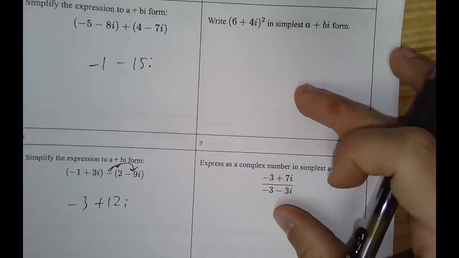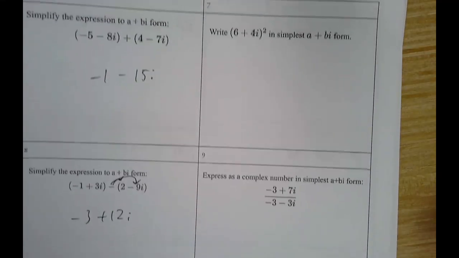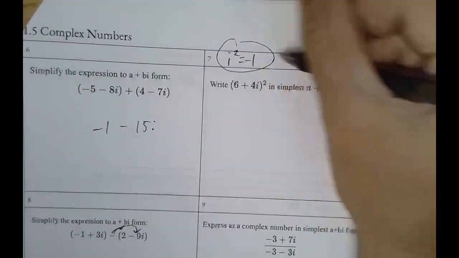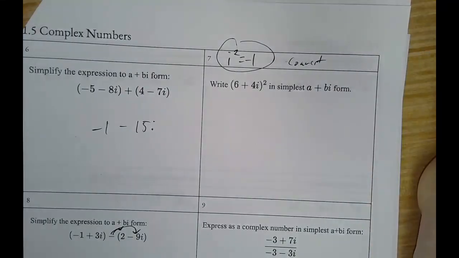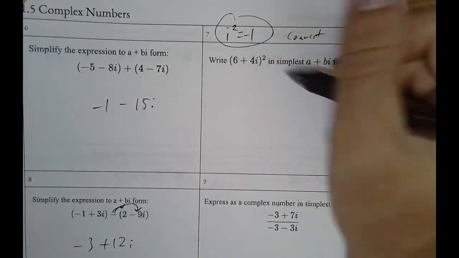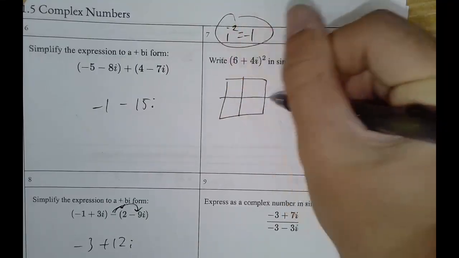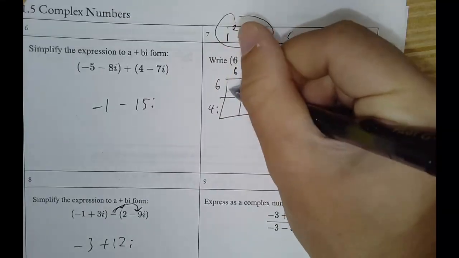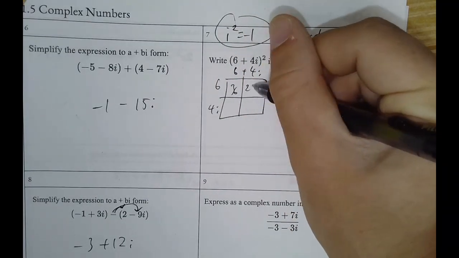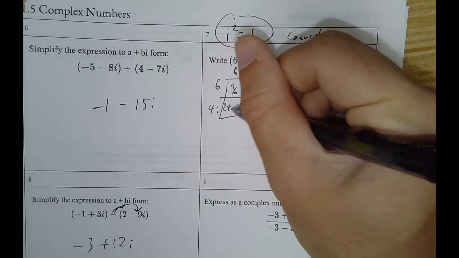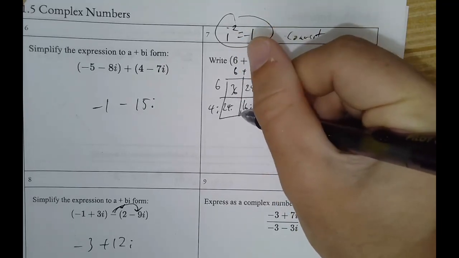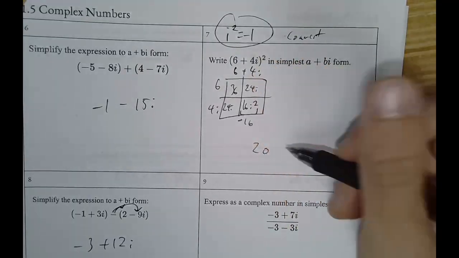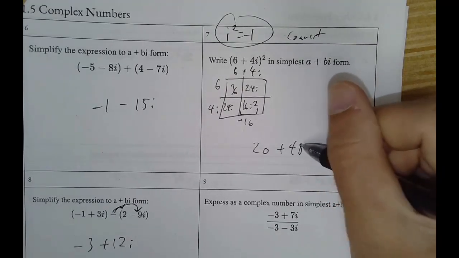These two are a little bit more challenging. The main thing you need to remember is that i squared equals negative 1. So whenever you see an i squared, you convert. Okay? So here, 6 plus 4i squared. We're going to do a little box. 6, 4i, 6, 4i. You get 36 and 24i and 24i and then 16i squared, which remember that's negative 16. So when you add it all up, you get 20 plus 48i. Okay.